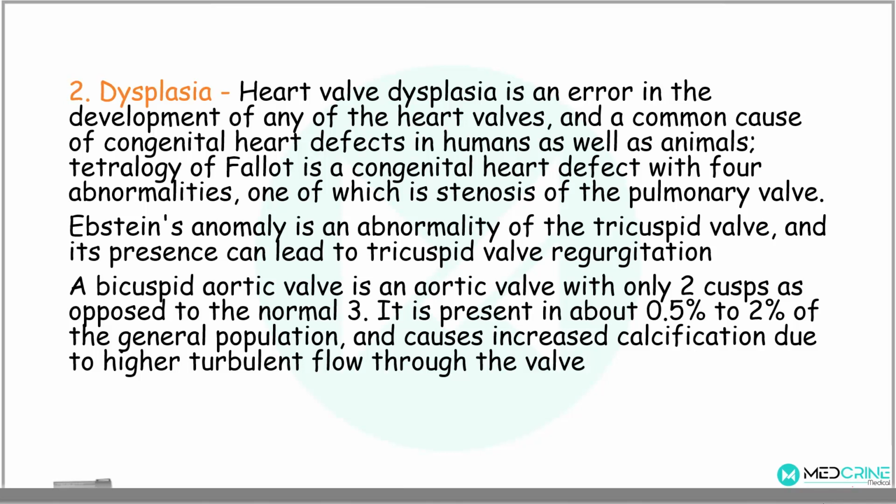A bicuspid aortic valve is an aortic valve with only 2 cusps as opposed to the normal 3 cusps. It is present in about 0.5 to 2% of the general population and causes an increased calcification due to a higher turbulent blood flow through this valve.